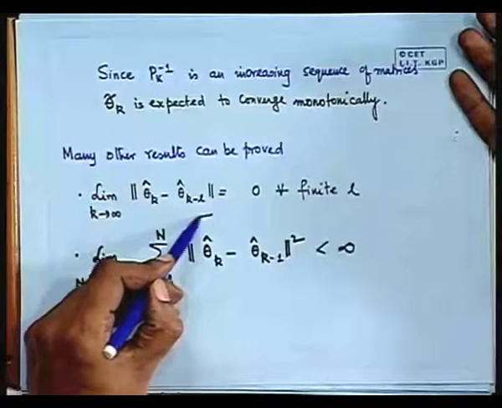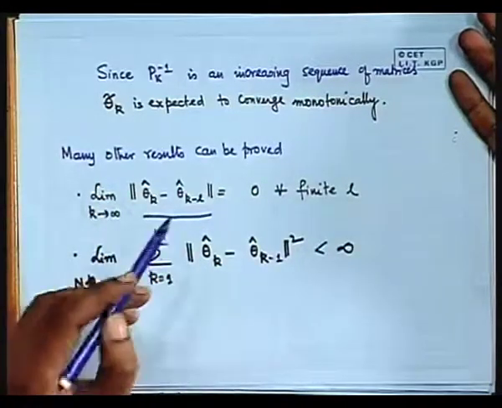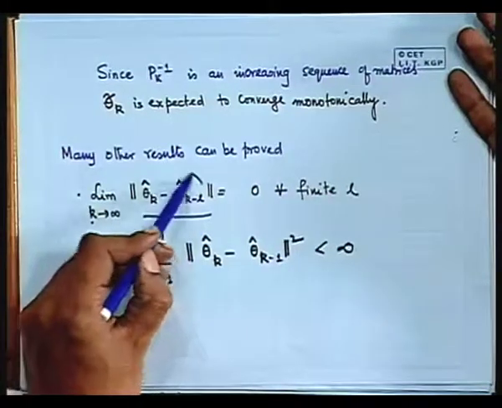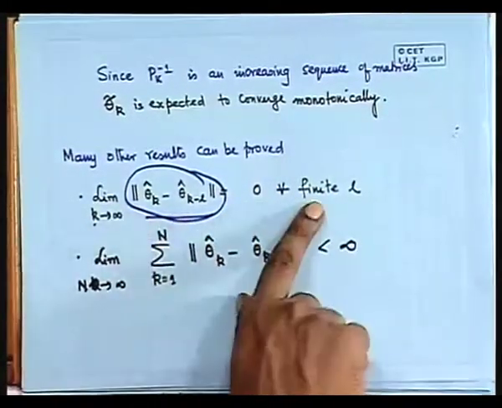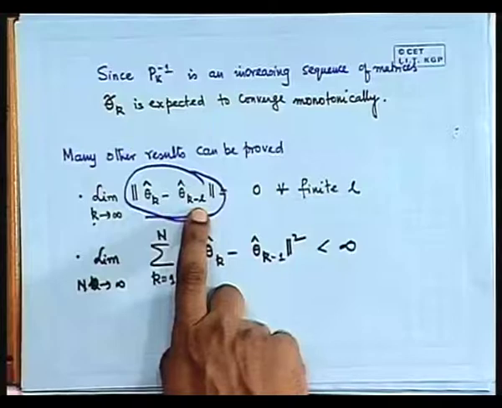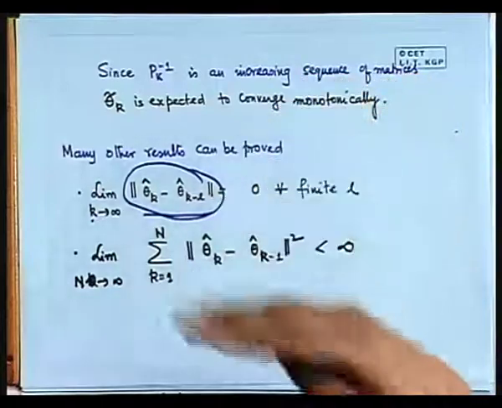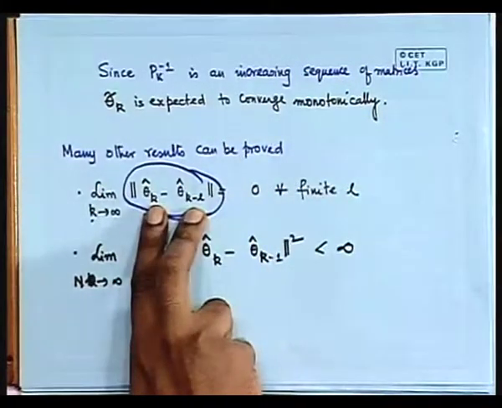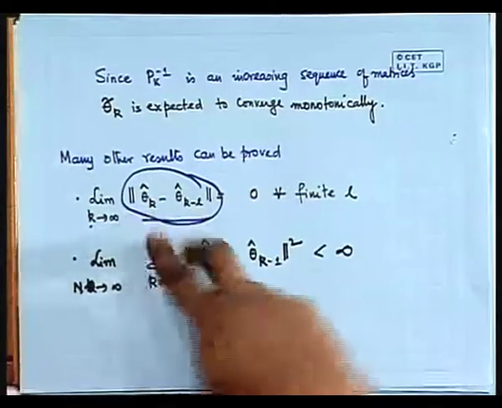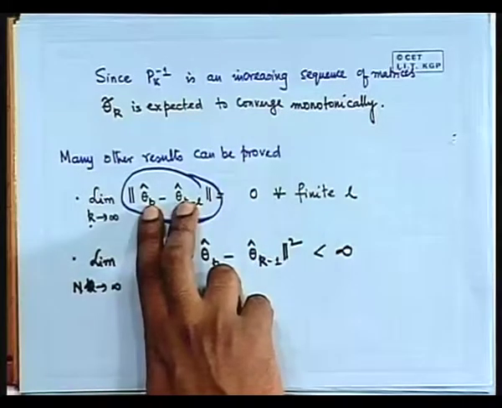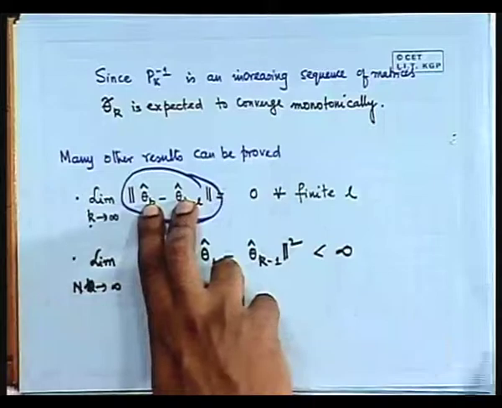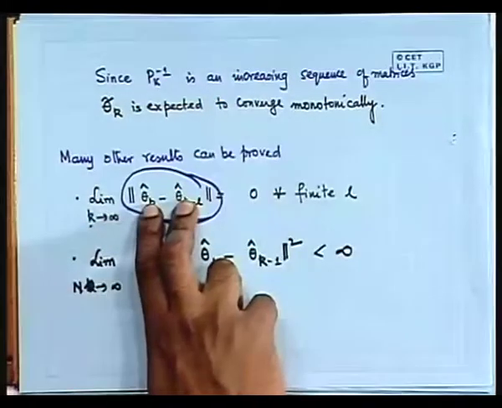So you can prove many other results. For example, in fact we will do some of them in our tutorials, that as k tends to infinity, what does this mean? This equation means that the parameters will finally converge to a constant value, because if k grows large enough, then k plus 3 and k will be same, k plus 5 and k will be same. For any finite L, these parameters are going to be same, which means that the parameters will not continuously change. They will finally come to a stable value.